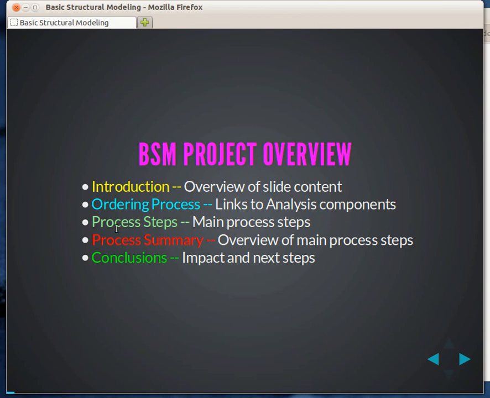Then the process steps go through quickly each of the individual steps. This video is not designed to go into the details of the process steps, but just to introduce the processes and to discuss what would be necessary to write software to support these processes and methods. Then we'll have a process summary and conclusions about this particular test approach that was reported in this project overview.